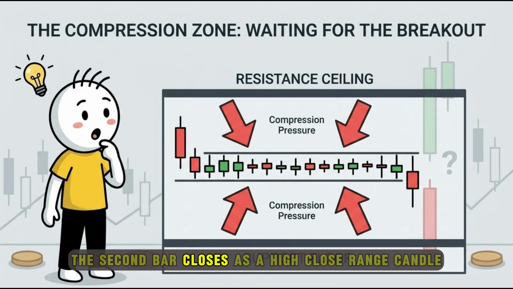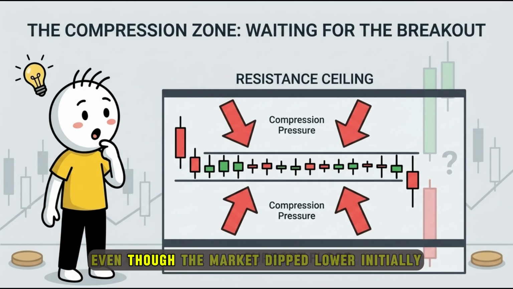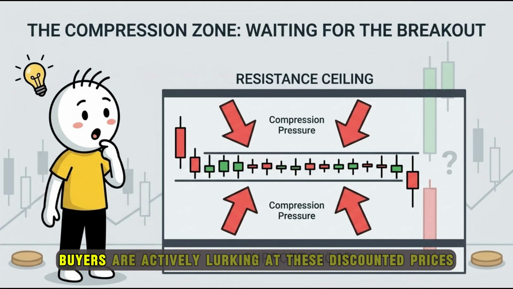The second bar closes as a high close range candle. This immediately whispers to us that even though the market dipped lower initially, responsive buyers rushed in at the lows to force a high close. Buyers are actively lurking at these discounted prices.